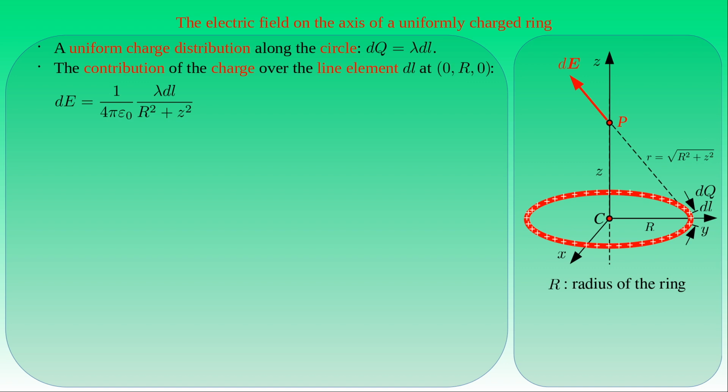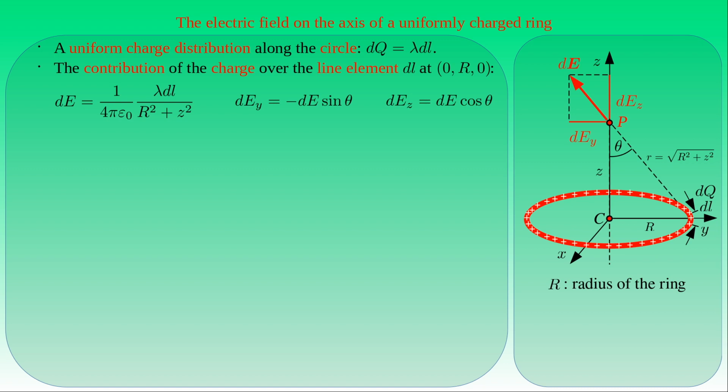Here small r is the distance of the line element dl from the point P, which is equal to the square root of capital R squared plus c squared. The components of the vector dE in the Cartesian coordinate system can be seen in the figure. If theta is the angle measured between the z-axis and the direction of the line element dl seen from the point P, then the y component of the vector dE can be written as minus dE times sine theta, and its z component is equal to dE times cosine theta.